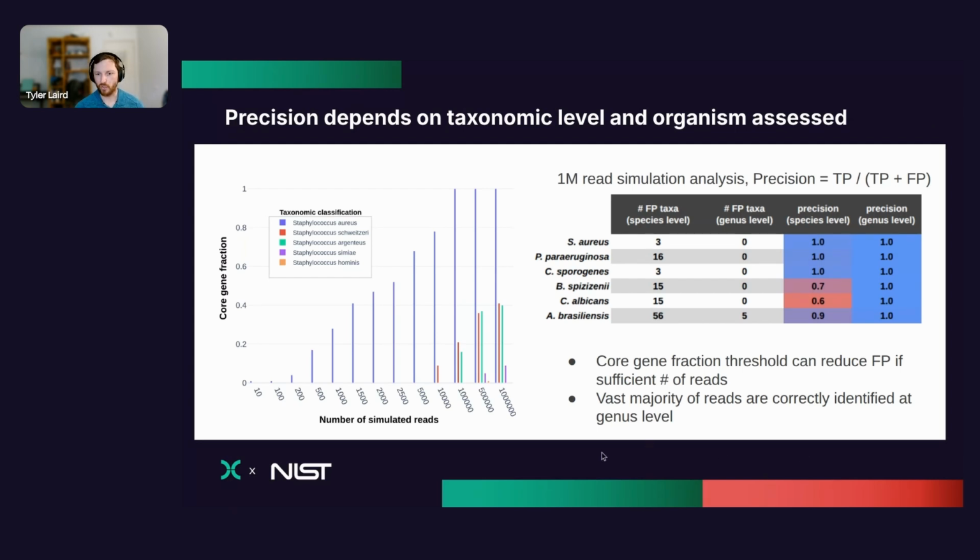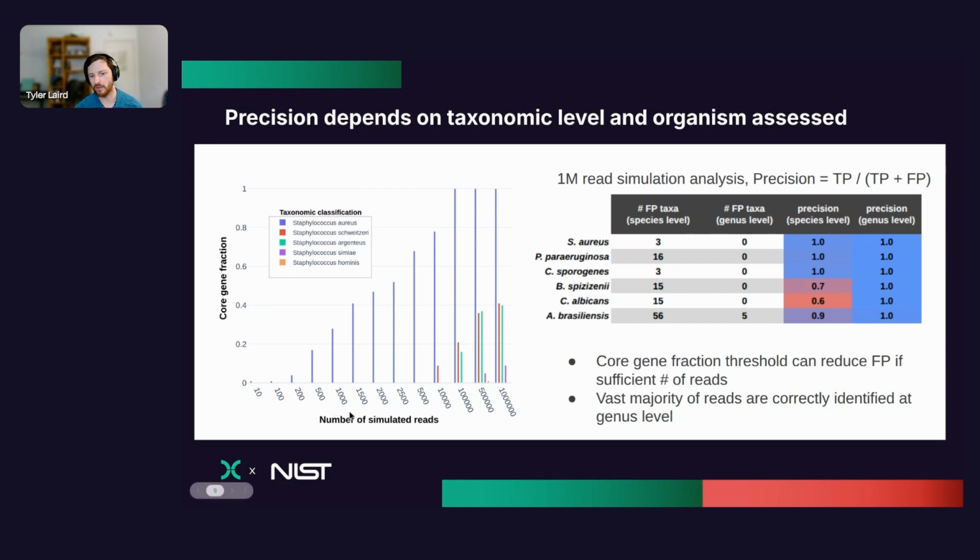And this is one of the outputs of this analysis, really looking at the precision, which depends on the taxonomic level and the organisms assessed with the VARITAS workflow. On the left-hand side, you can see a plot where we have the number of simulated reads on the x-axis and the core gene fraction on the y-axis. This is an example for the Staphylococcus aureus simulated read experiment, and Staphylococcus aureus is the true positive organism, in this case represented by this purple-blue bar color.